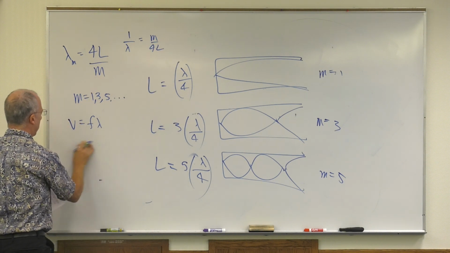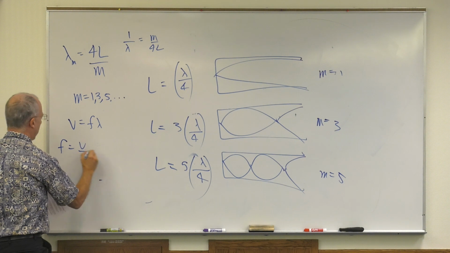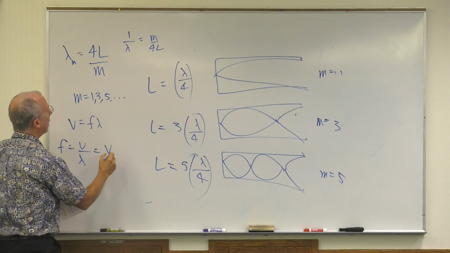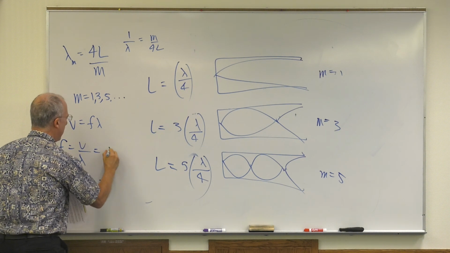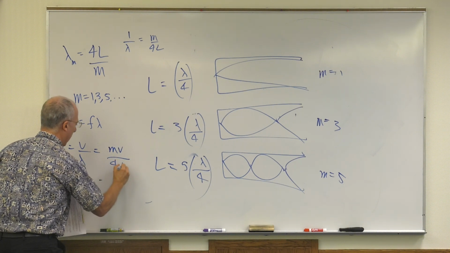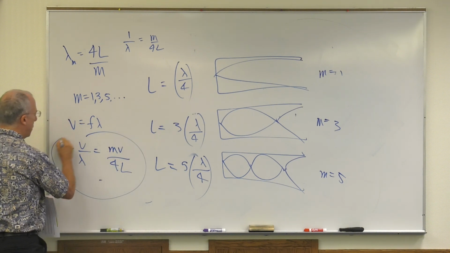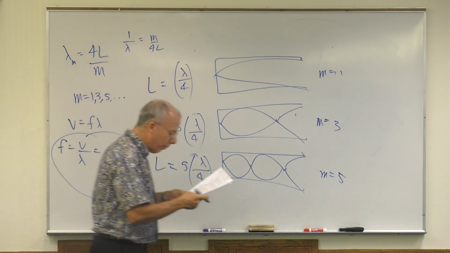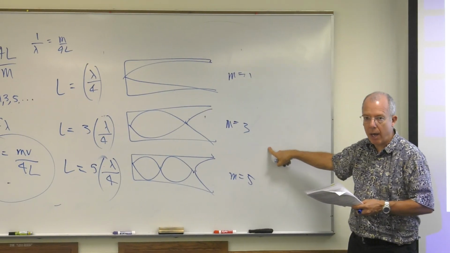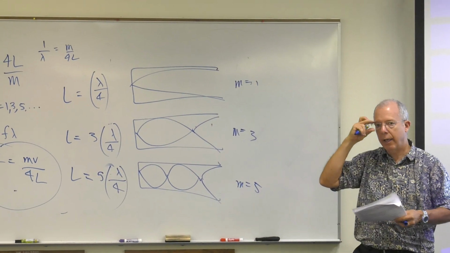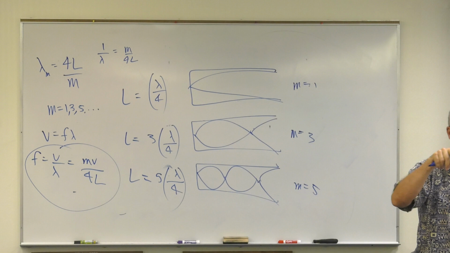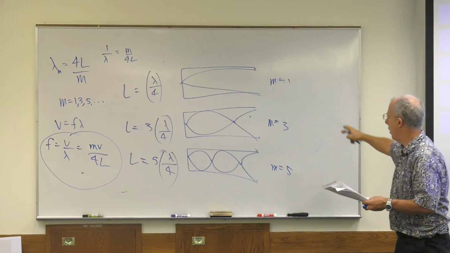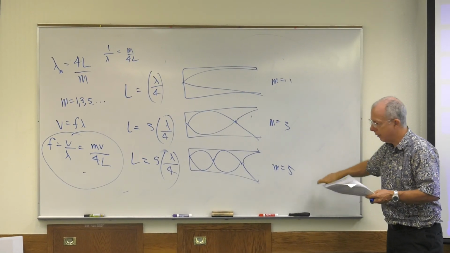So we want frequency. Frequency is V over lambda. So it's, sorry, MV over 4L. Ta-da. So these are the frequencies you can get with an open-closed tube. Now notice, here's the important thing. You only get odd harmonics, right? It's not like M equals 1, 2, 3, 4, 5 like the other one. It's only odd harmonics. That's all you can get.